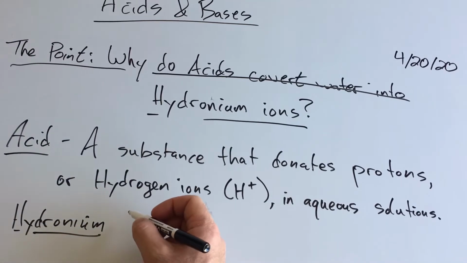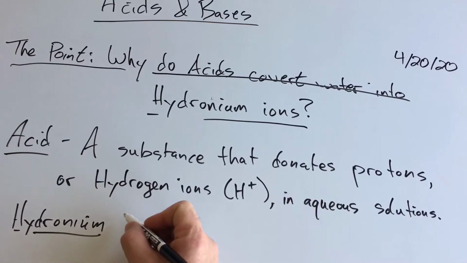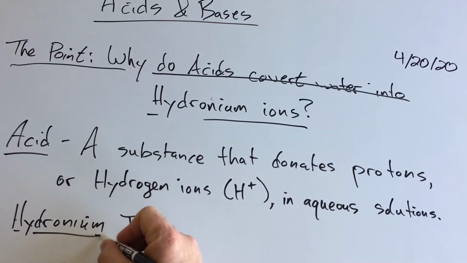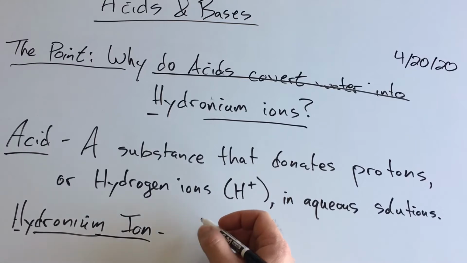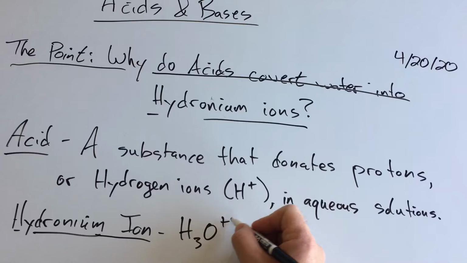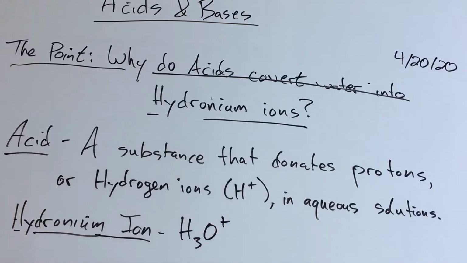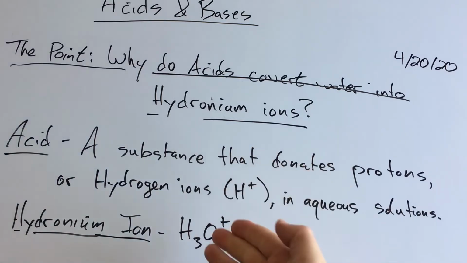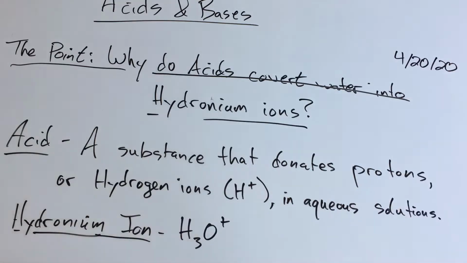Hydronium ion, whoops, forgot the word ion. These things happen. It is simply H3O+. That's it. It's a chemical, like water, which is H2O. A hydronium ion is H3O+. So you toss an acid into water, and if you get some of these, you're an acid. If you don't get some of these, you're not an acid. That's basically the topic today.